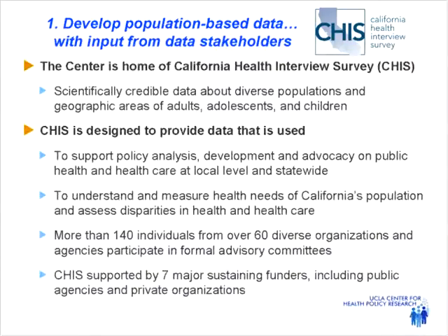The California Health Interview Survey is of the highest scientific quality, and it covers, as I mentioned, diverse population and geographic areas. It's actually 3 surveys which are coordinated. There's an adult survey, which is ages 18 and over. There's an adolescent survey, which is 13 to 17, and a child survey, which is 12 and under.